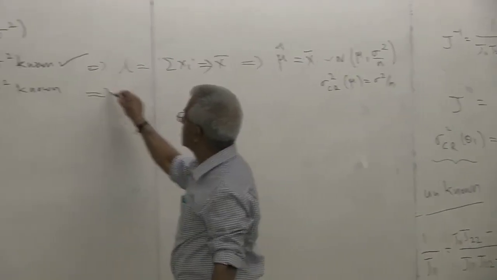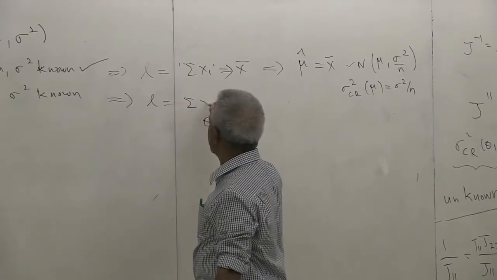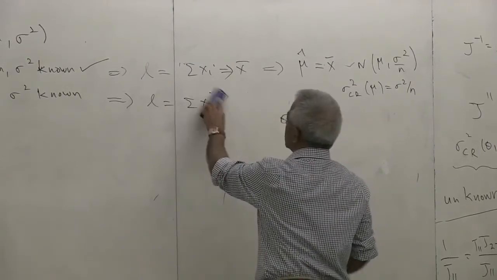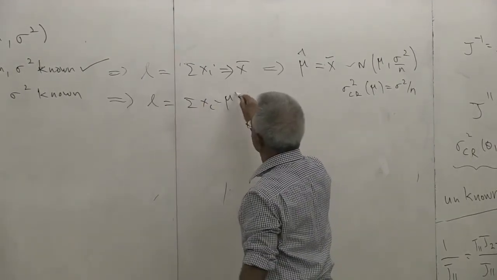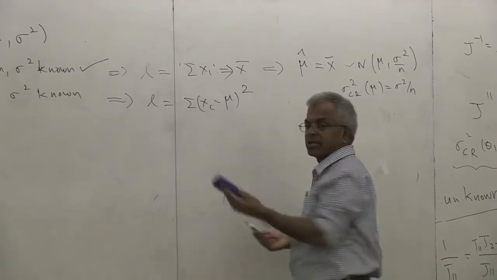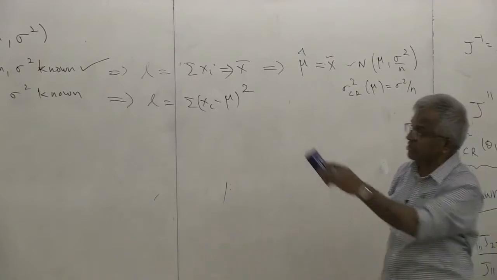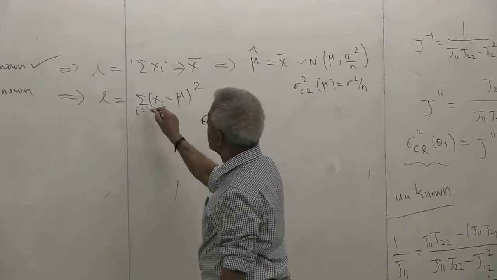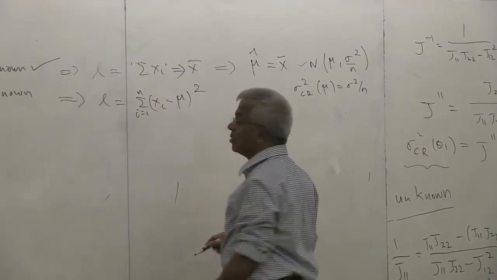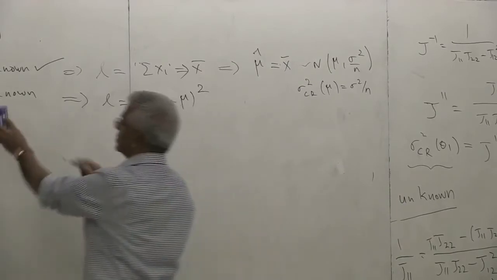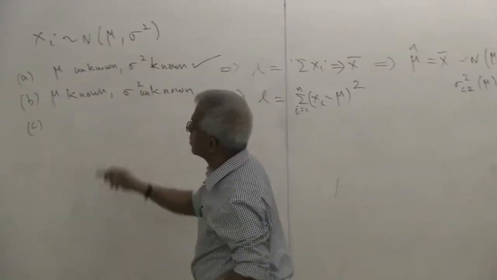In this case the sufficient statistic is sigma xi squared, right? Mu is known, remember. So you can also write the sufficient statistic this way, because if you subtract a constant, that's not going to change. Remember, this second case is where mu is known. Sigma squared is unknown, right?